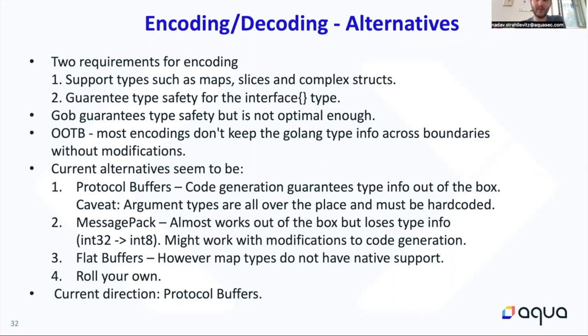Three, FlatBuffers. This is a very interesting solution since it is very fast. However, it doesn't support the map types in Golang. Finally, you can roll your own, but for obvious reasons, that is very error-prone. So currently, protocol buffers seems to be the direction to go. Now, let's join Rafael for conclusions.